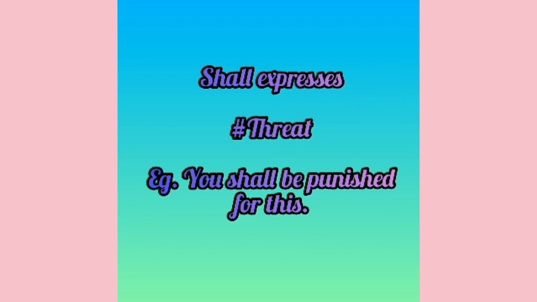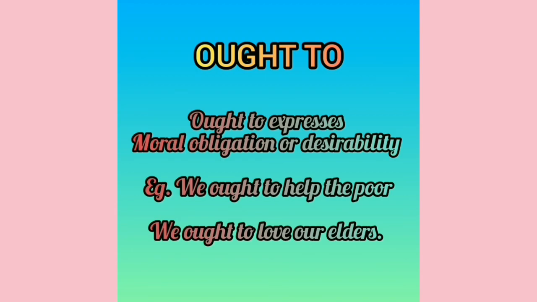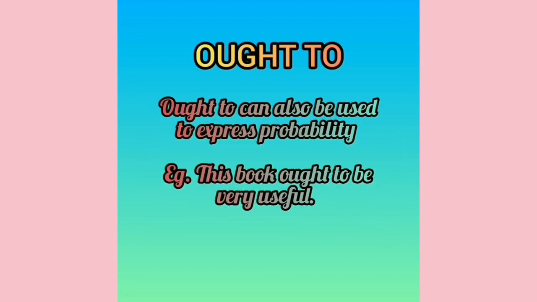The next modal auxiliary is ought to. Ought to expresses moral obligation or desirability. For example, we ought to help the poor, or you ought to love your elders. Ought to can also be used to express probability. For example, this book ought to be very useful.